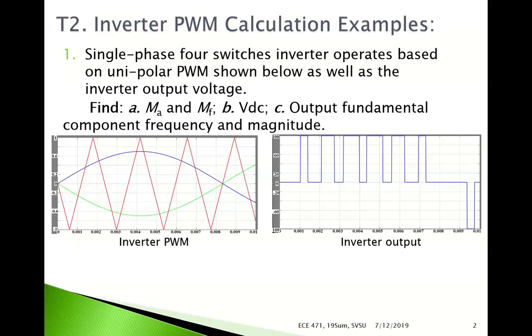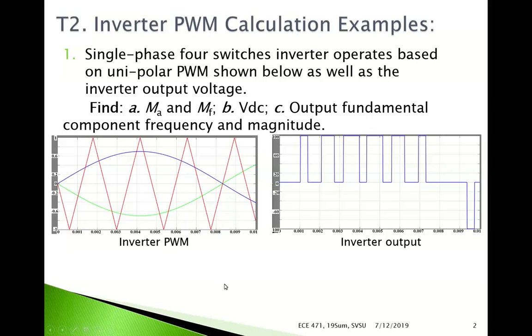Okay. Example 1 is a single phase 4-switch inverter operating based on unipolar sine PWM technique, and both control signals, triangle signals, as well as the inverter outputs are shown here and here. Okay, so looking for the magnitude modulation index MA and frequency modulation index MF, and then followed by VDC and output fundamental component frequency and magnitude.